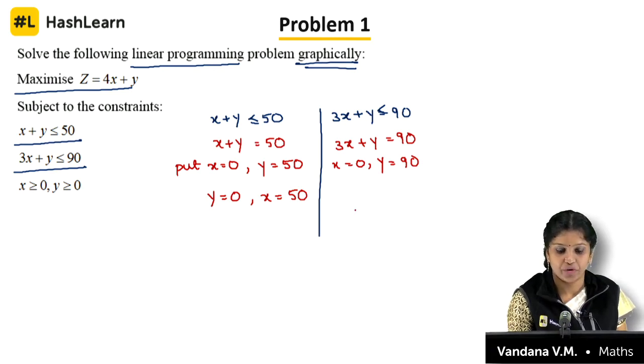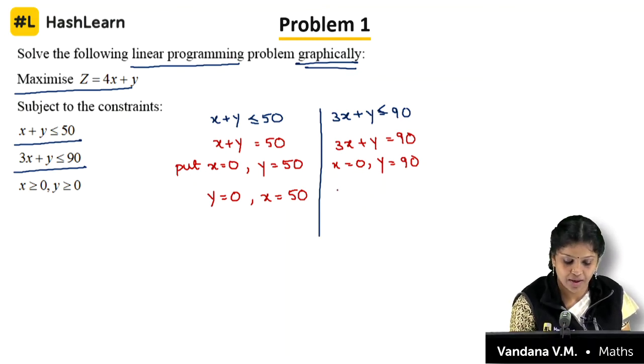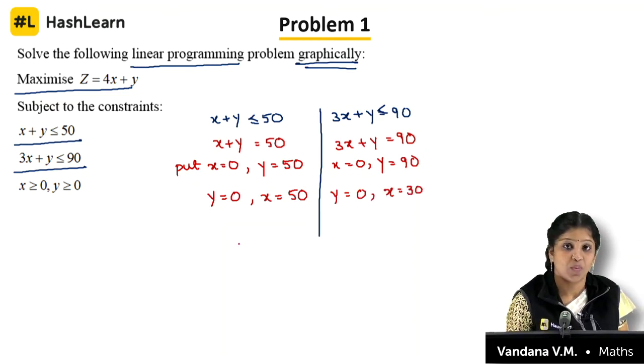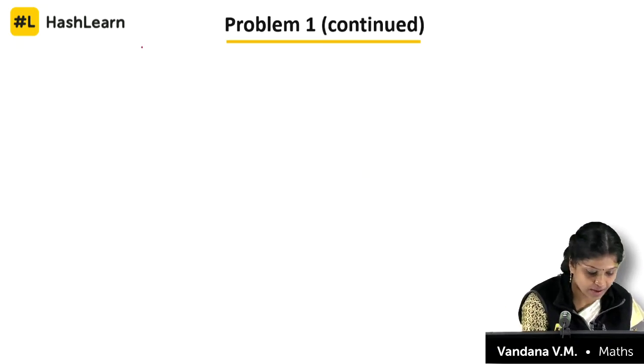Bhanu Pratap, for what you are telling dear, I think you are giving the answer for the previous problem. Okay, next, put y is equal to 0, then I will get x value as 30. Now what we have to do? We have to draw the graph. Please start doing it.